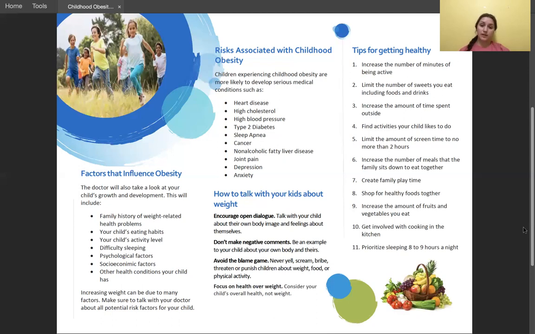Shop for healthy foods together, again showing your child by example. This goes along with getting involved with cooking in the kitchen. Your children are more likely to eat the food if they've seen how it's been prepared. And it's important to prioritize sleep and get at least 8 to 9 hours a night. For children 12 and under, they should be getting 9 to 12 hours of sleep. And also make sure you increase the amount of fruits and vegetables you're eating.